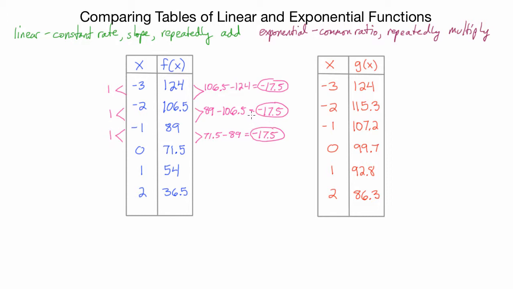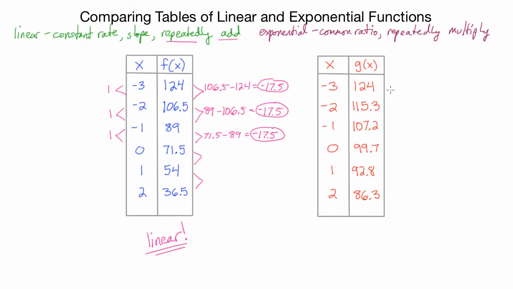Well, what does that mean? We're repeatedly adding negative 17.5, the same thing over and over again. I could check these ones as well just to make sure. But this one is a linear pattern because we are constantly, repeatedly adding the same amount over and over again.